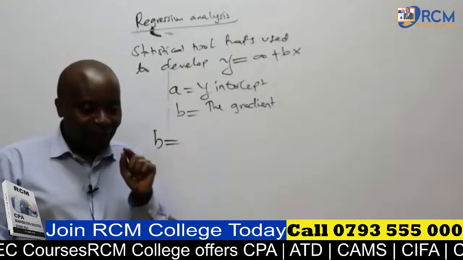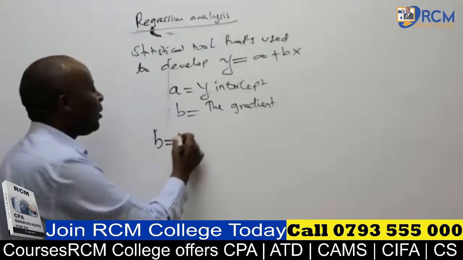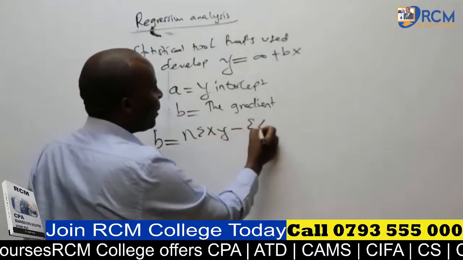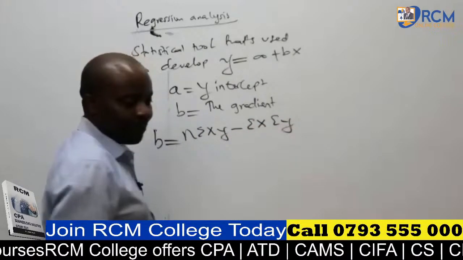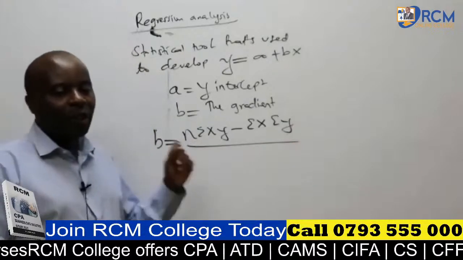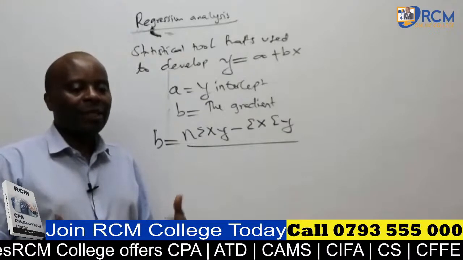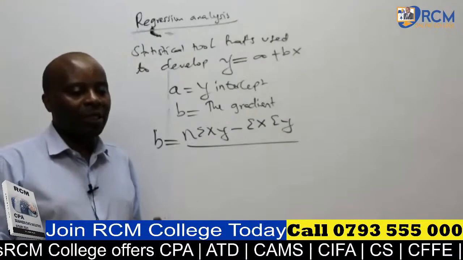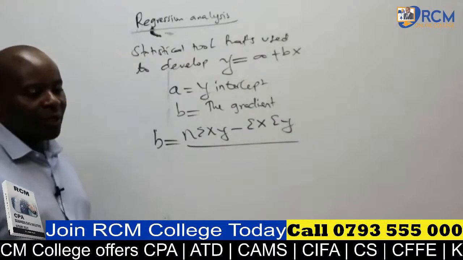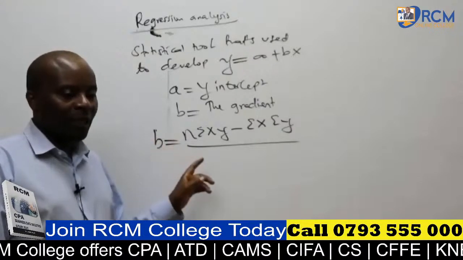Very good. I can see somebody who is very creative. He has said here b equals n summations of XY minus summation of X, summation of Y, all over... how about the denominator? Creativity is important. So this is the formula of getting the numerator of b.